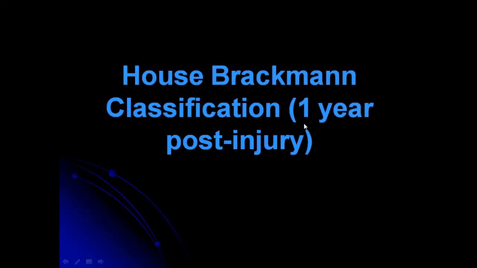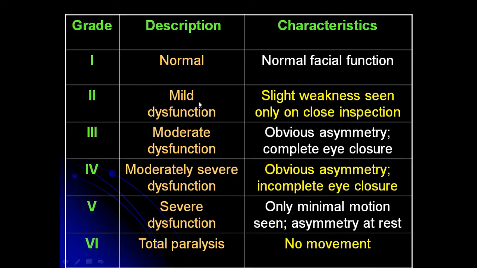There is something called the House-Brackmann classification, assessed one year post-injury. That was the grading of injury; this is the grading of facial palsy: normal, mild, moderate, moderately severe, severe, total. Total palsy means no movement. Complete closure with effort is grade 3, keep that in mind. These four grades recover easily; grades 5 and 6 recover with difficulty.